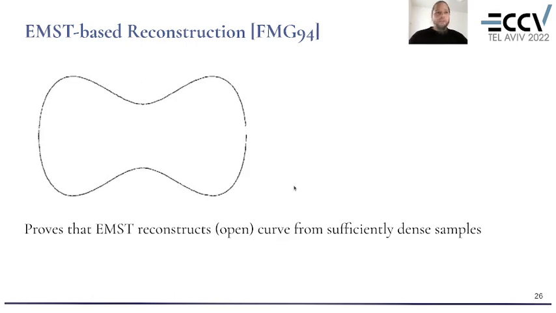Figueiredo et al. proposed a reconstruction algorithm based on the Euclidean minimum spanning tree, Euclidean meaning that's in the plane, and they prove that the EMST reconstructs an open curve from sufficiently dense samples. Open because the MST doesn't contain any cycles, and of course if you have multiple connected components, the minimum spanning tree, as it spans all the points, will make a false connection as seen at the borderline here.